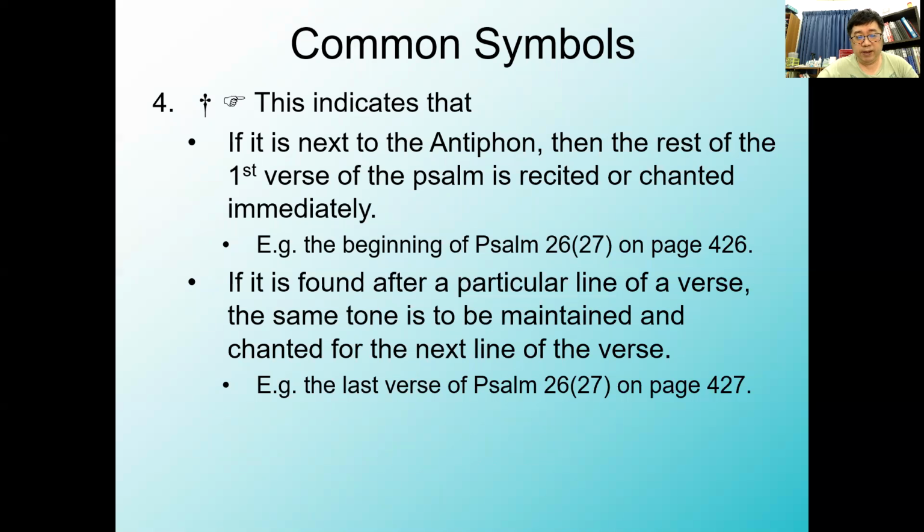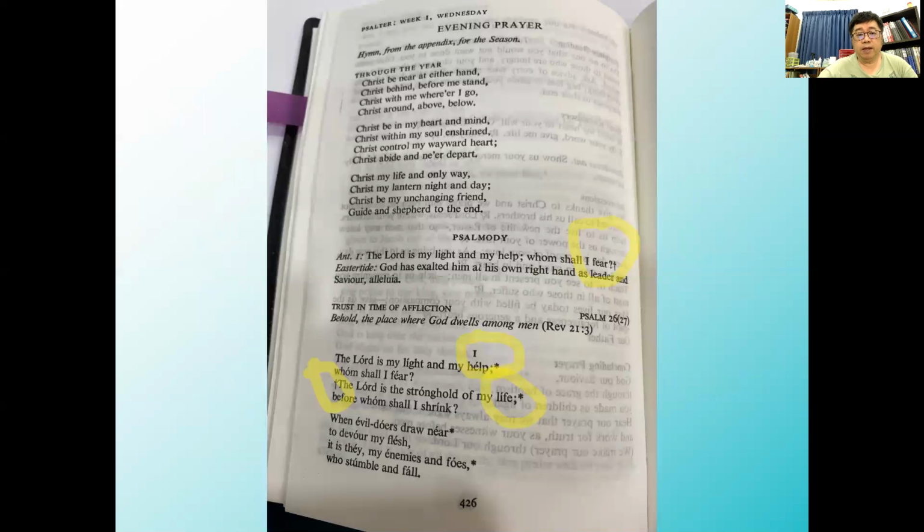So what does this all mean? Let us look at some examples. Here we see an example of how there is a cross symbol or plus symbol next to the word fear. If you notice here in antiphon 1, the Lord is my light and my help, whom shall I fear? So there's a plus symbol or cross symbol at the word fear.